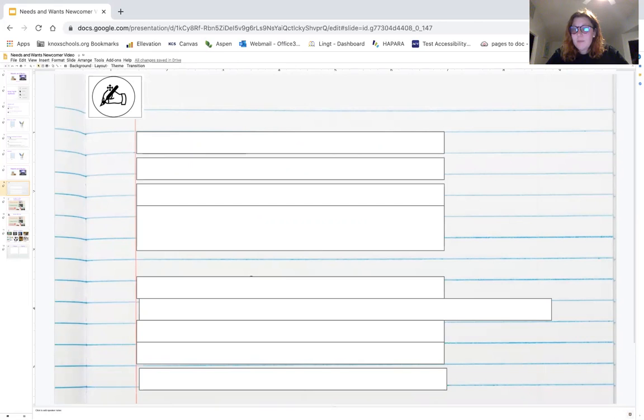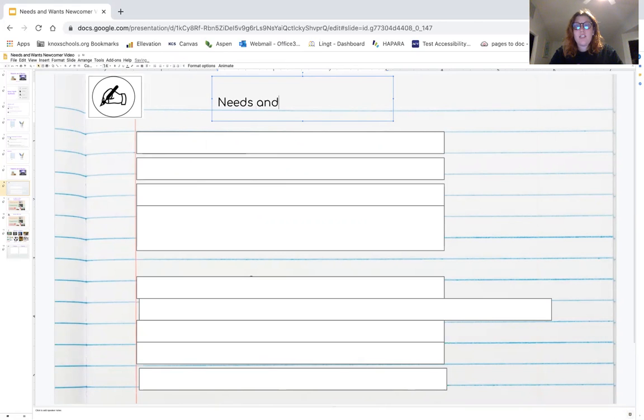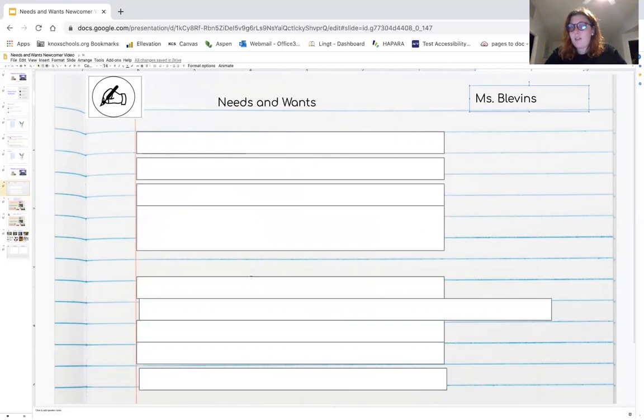We have our writing symbol here, so that means we are going to start off with some writing practice. We are going to take notes, and at the top, the first thing we are going to add is the title of our notes. So the title of our notes today is needs and wants. Okay, make sure you are writing on your paper. Copy what I am writing. Needs and wants. And also, we need our name in the top corner, Miss Blevins. So add your name in the top corner.